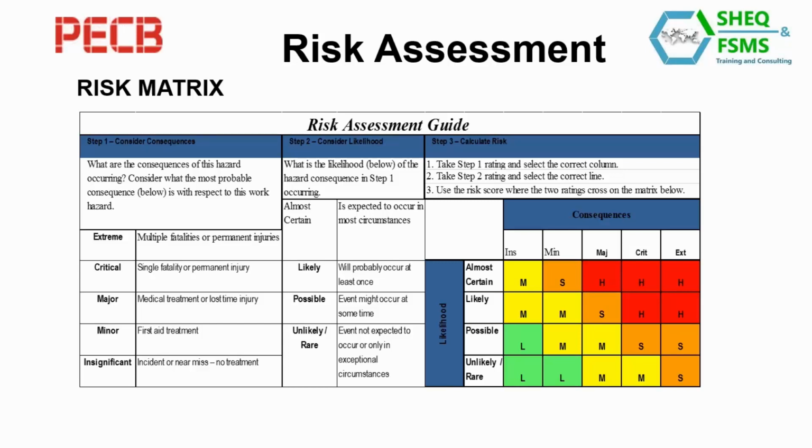Another example, if the likelihood is possible and the consequence is major, then you go where the lines meet and get an M, which is medium. On this matrix, L stands for low, M medium, S stands for serious, and H stands for high.